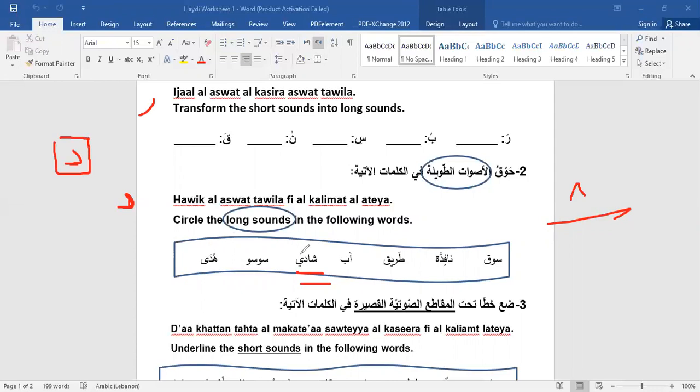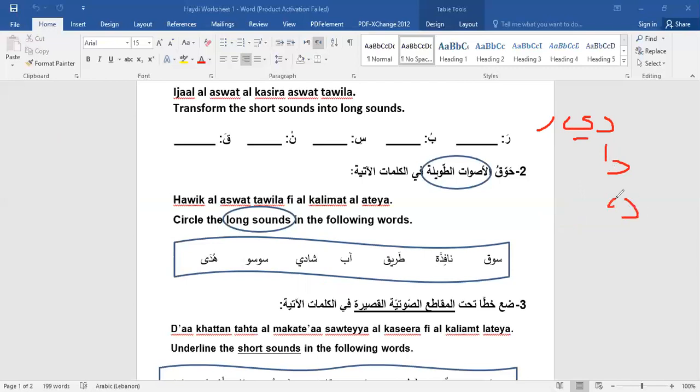Da. Yalla, read it. Da plus ya. How do we read it? But this is a long sound here. Di. Oh, di. Got it? Or I explain again? I got it. So, Heidi, this is da, this is ra. Remember, da, ra. Da plus ya, di. Da plus a, da. Da plus wa, do. These are the letters that make a long sound. But if I tell you to circle the long sound, you have to circle all of it. Is it clear? Okay.